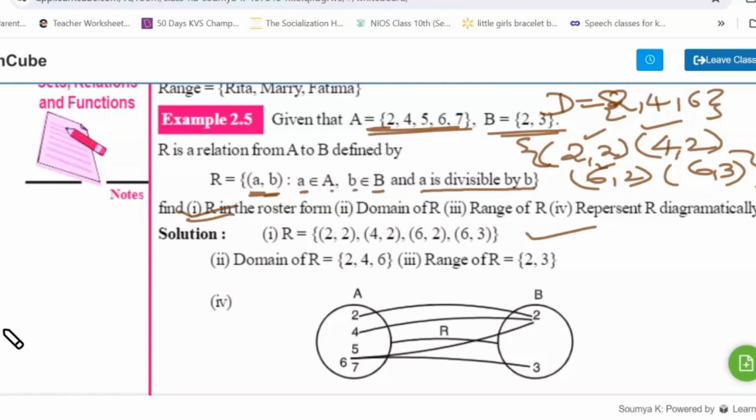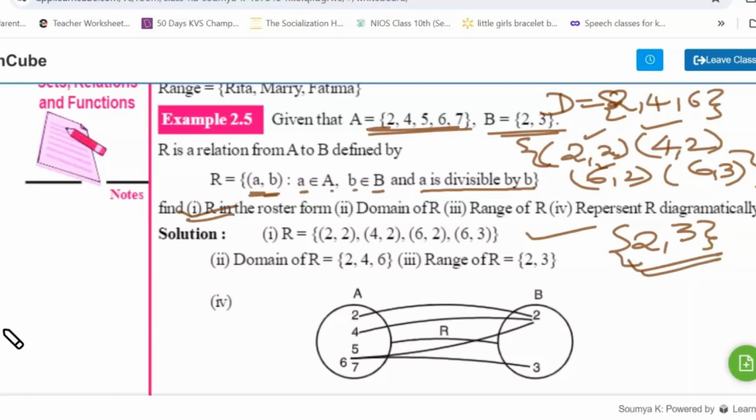Next one is the range of R. Range is the right side, or the second element of the ordered pair. The answer would be 2 and 3. This 2 is repeated here, and then comes 3. So 2 and 3 is the resulting range.